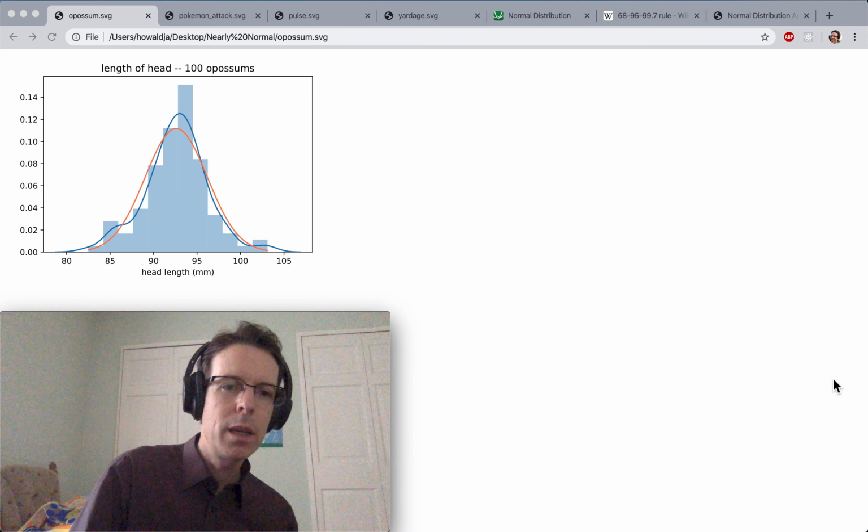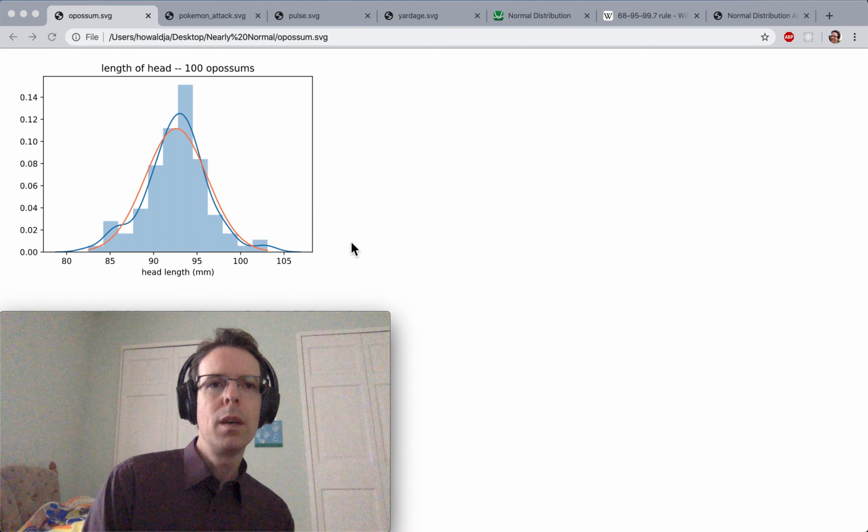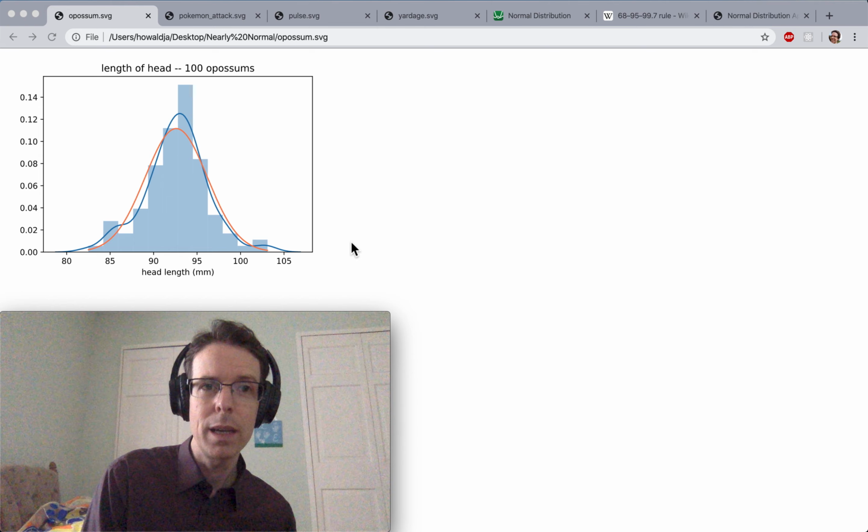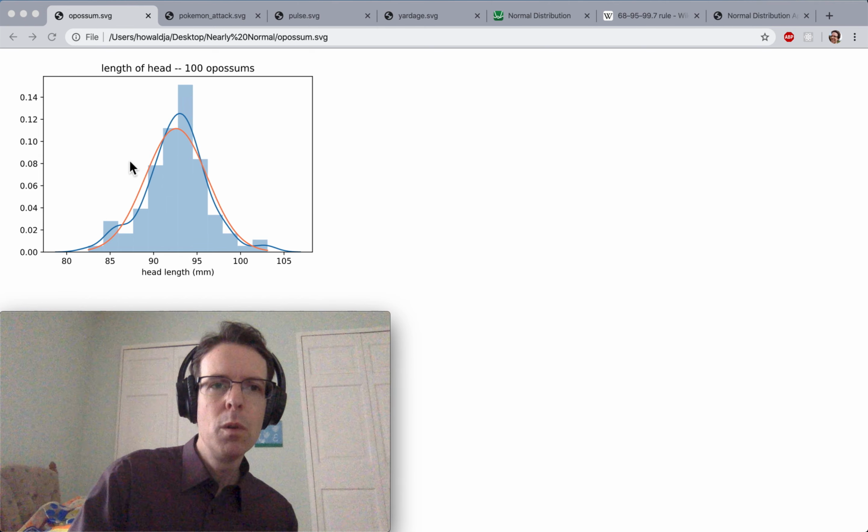So I got some data here plotted up here. I've got the head length of a sample set of possums. Who cares? I don't know. It's just some random data set. So what I want you to notice about the data set is that it's unimodal. It has one large bulge here. It's fairly symmetric left and right. And it has these tails, right? This part over here is called the right tail of the distribution. And this part over here is the left tail of the distribution.